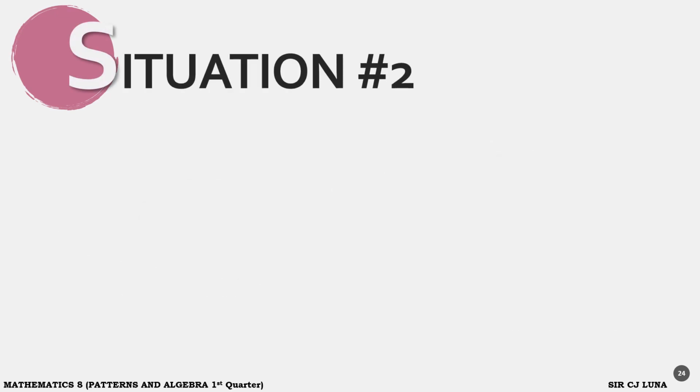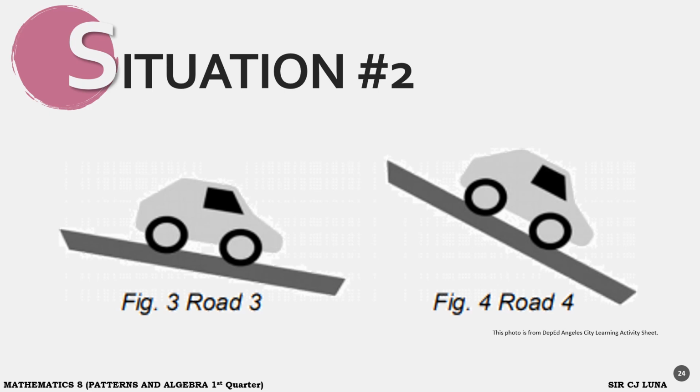Situation number 2. Yan. So, ngayon naman, pababa na siya from the hilly road. Okay? Which road will build up speed? Alin kaya sa dalawang daan ang magbe-build up ng bilis, ng speed? Okay, very good. Yung road 4. Kasi mas steep yung daan, mas magbe-build up yun ng bilis. Okay?